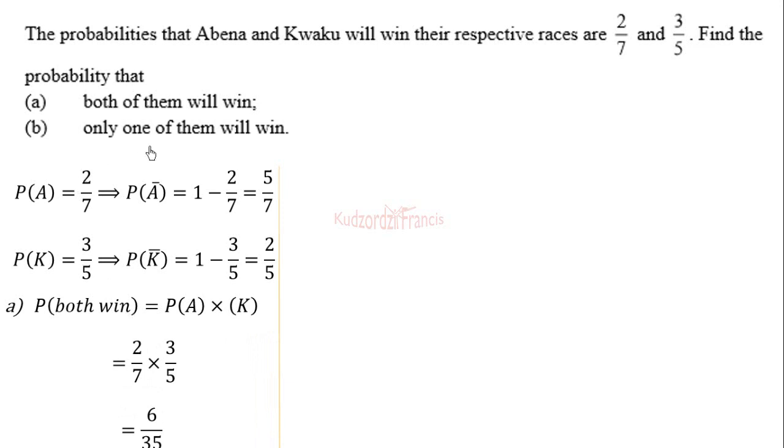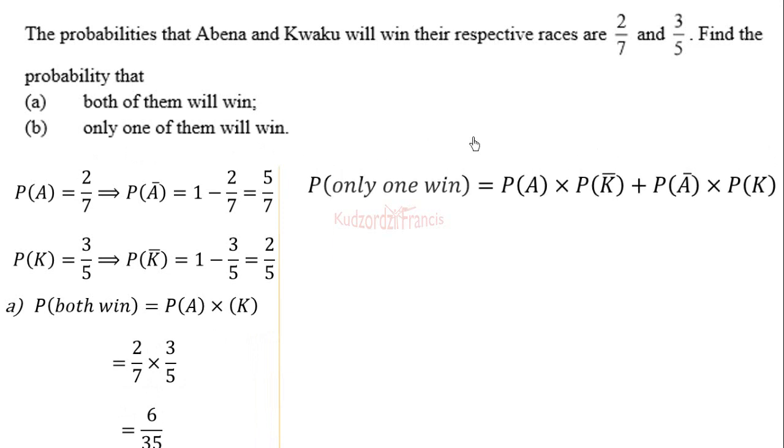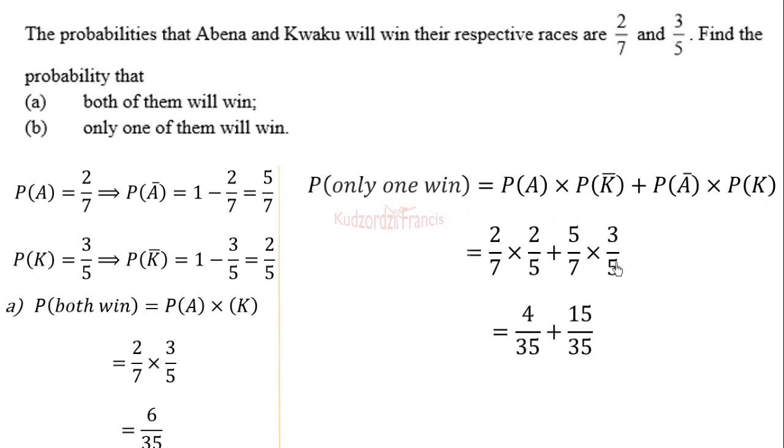Then the probability that only one of them will win is that either Abner will win and Kweku will lose, or Abner will lose and Kweku will win. So if Abner wins, it will be 2/7, and Kweku loses, it will be 2/5. Plus Abner loses 5/7 times Kweku won 3/5. And if you simplify this, you get 4/35 plus 15/35, which will give you 19/35.